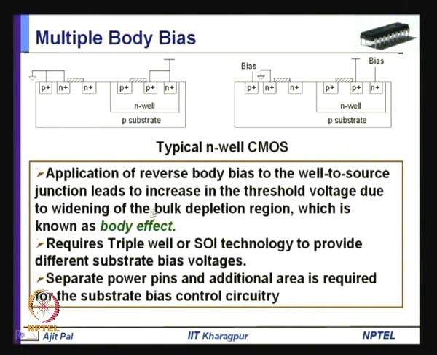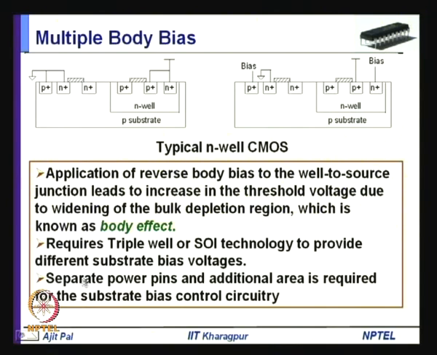However, whenever you want to apply body bias voltage to the substrate and to the well, you have to use a sophisticated fabrication technique known as triple well technology or SOI, silicon on insulator technology, to provide different substrate bias voltages. So, both triple well as well as silicon on insulator technology are costly fabrication techniques, and as a consequence you can definitely implement this, but the fabrication cost increases.